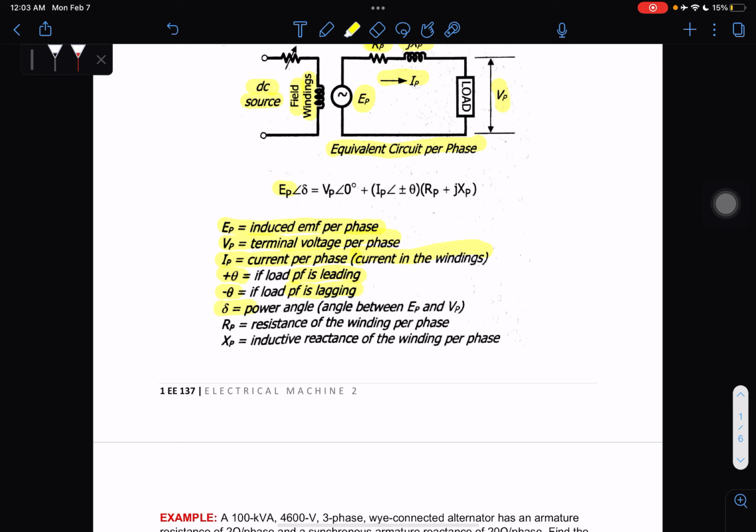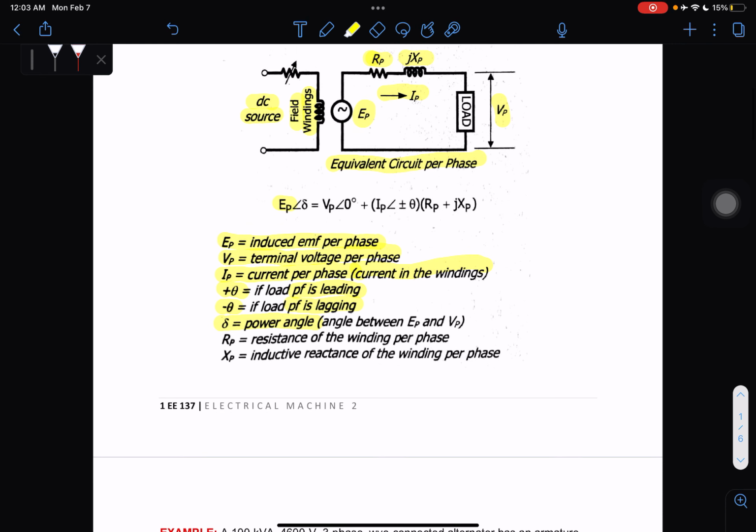And we have here our power angle, the angle between EP and VP. RP is the resistance of the winding per phase, and XP is the inductive reactance of the winding per phase. Read the P as per phase.